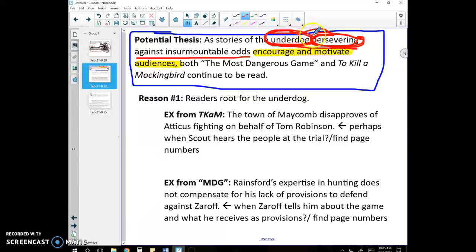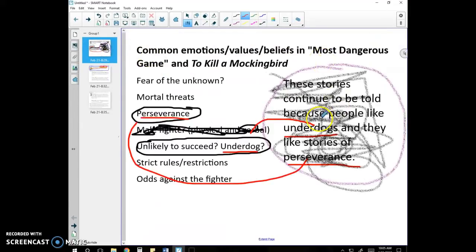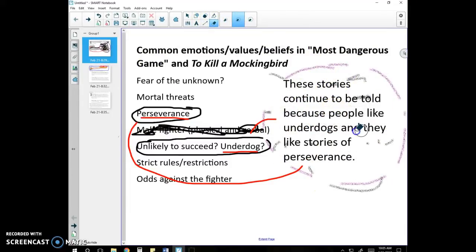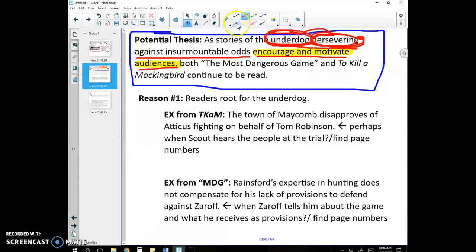Rather than saying that they just have these two things, I'm saying they have these two things, and this is why people continue to read, right? Whereas this thesis statement simply tells me what these two stories have: underdogs and perseverance. Instead, what I'm doing here is telling you there are underdogs and perseverance, but it's also encouraging and motivating audiences, right? So these two things are present, so it encourages and motivates audiences, and that's why it's read.